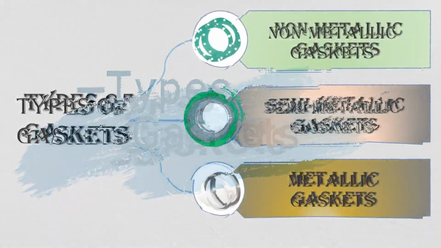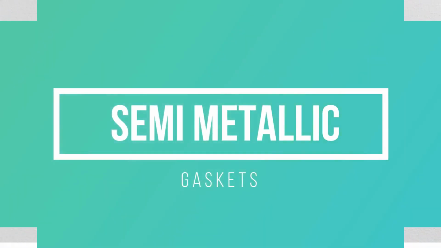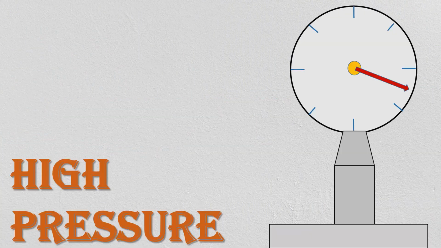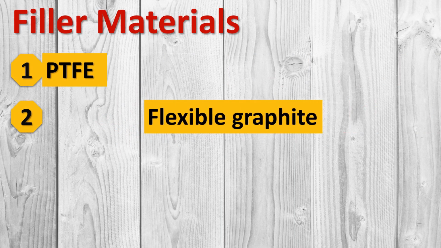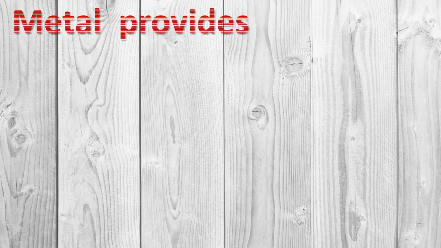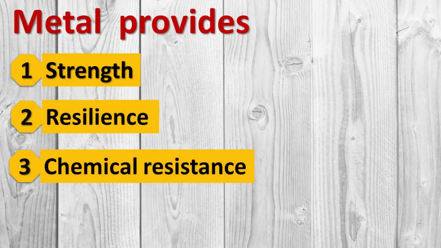Gaskets can be classified into three main categories, which are non-metallic, semi-metallic and metallic. Semi-metallic gaskets are used for higher duty applications involving high pressure or temperature, higher flange loadings and high process flows. The combination of non-metallic filler, which provides compressibility, and metal, which provides strength, resilience and chemical resistance, gives a more reliable gasket in many conditions.